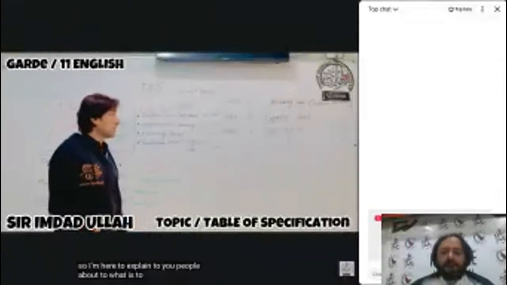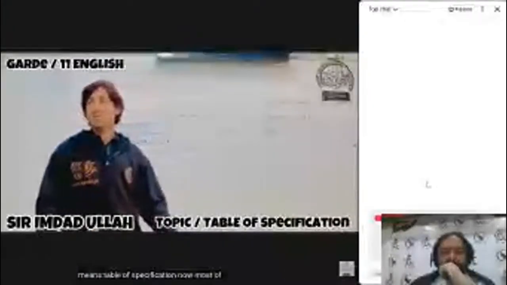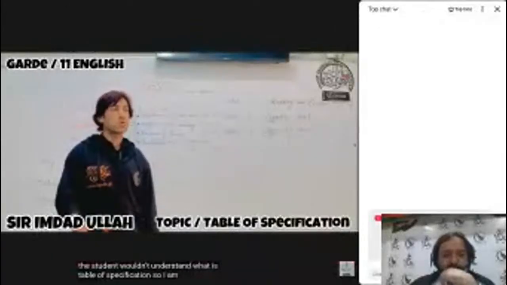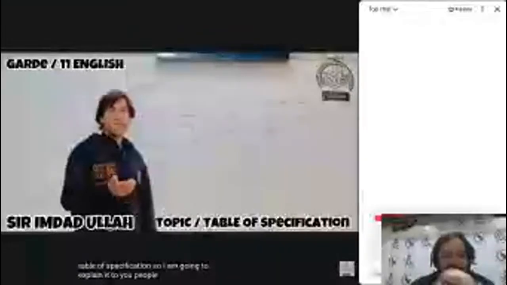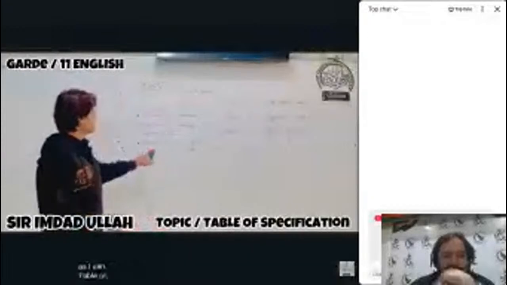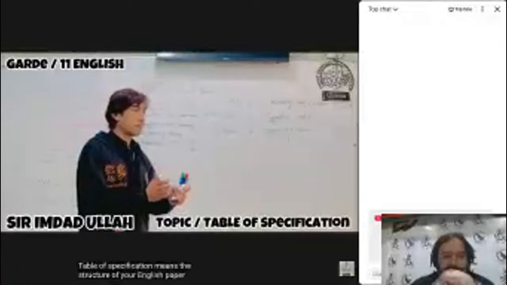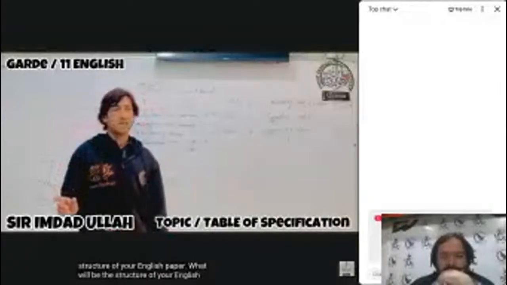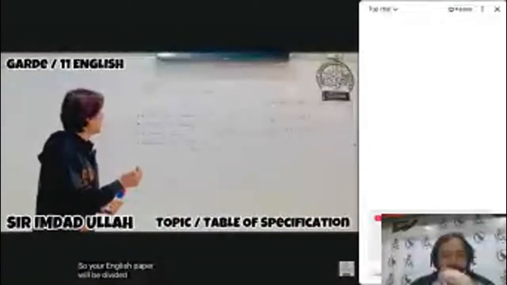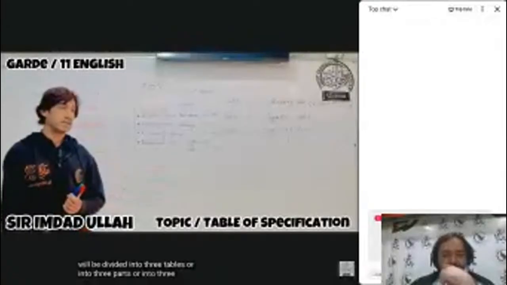What is TOS? TOS means table of specification. Now, most of the students wouldn't understand what is table of specification. So I am going to explain it to you as easily as I can. Table of specification means the structure of your English paper. What will be the structure of your English paper? Your English paper will be divided into three tables, or three parts, or three categories.